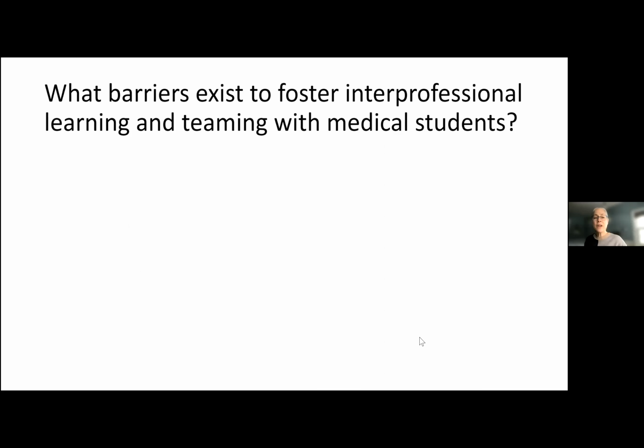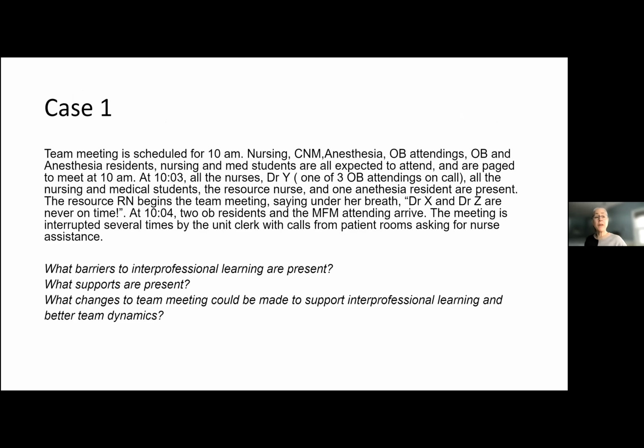Yeah, so we were going to talk a little bit about what barriers people find to fostering these ideals of interprofessional learning and teams for our medical students in particular. And we've talked a little bit about some of the barriers. Here's another case that has both barriers and perhaps some supports in it.